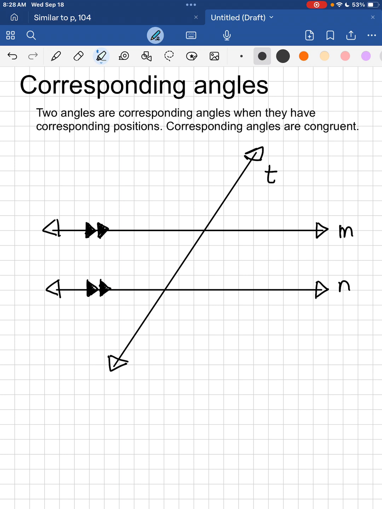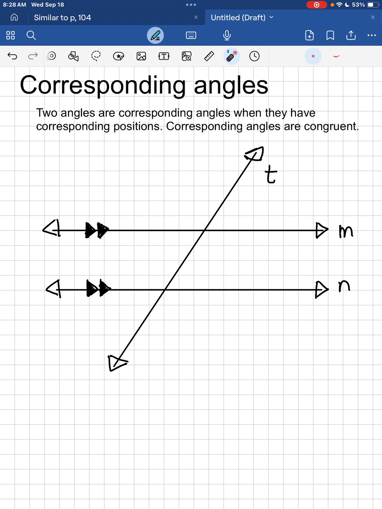Corresponding angles are angles that you find when you're given this type of diagram where you have two parallel lines, such as line M and N. The way you know they're parallel is because they'll have this symbol here. That tells you they're parallel. And then you have this T line they call a transversal that crosses that.